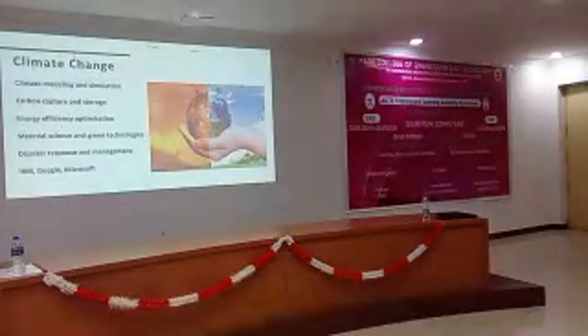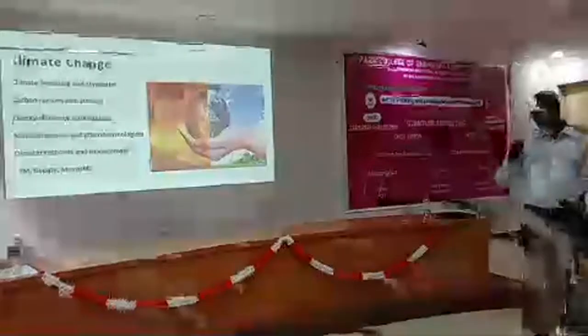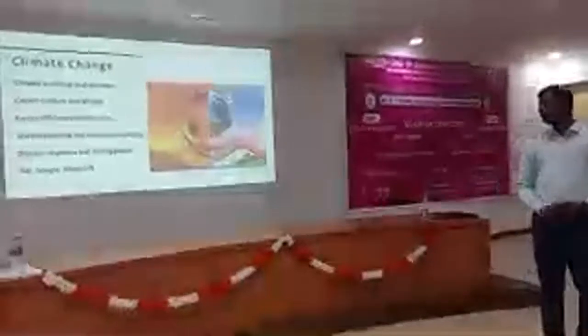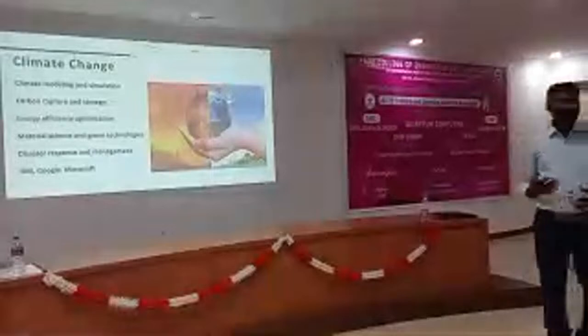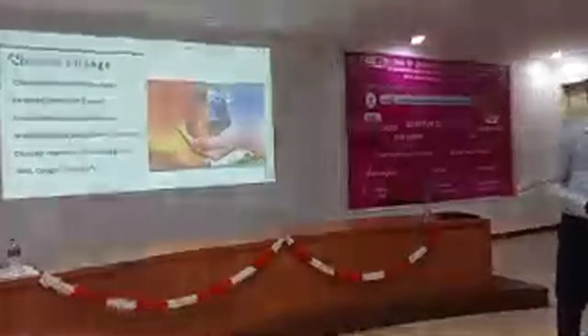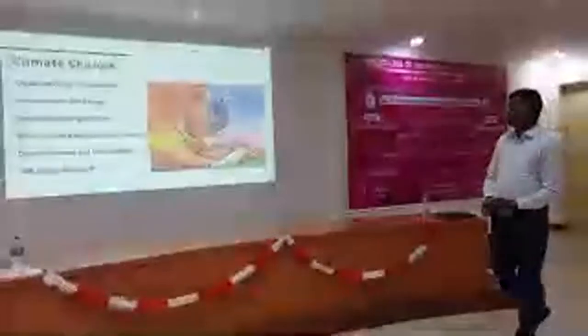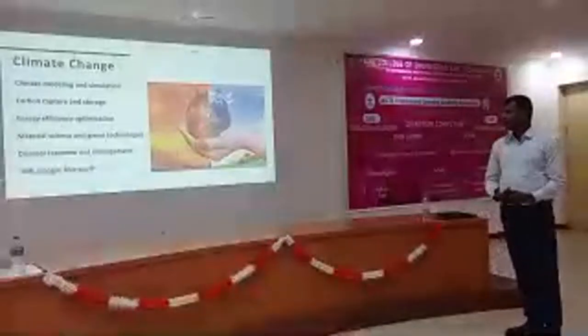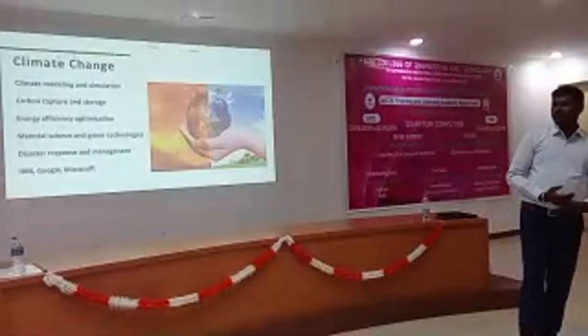Carbon capture and storage. As we see in the energy system, apart from industry, there is natural carbon emission also happening. So how climate change is happening based on carbon capture, and in what way we can store it, can be done here. Then energy efficiency optimization, material science and green technologies. The material aspect, as we spoke in the morning: the battery and energy storage aspects are here.